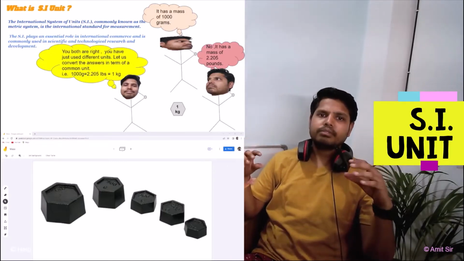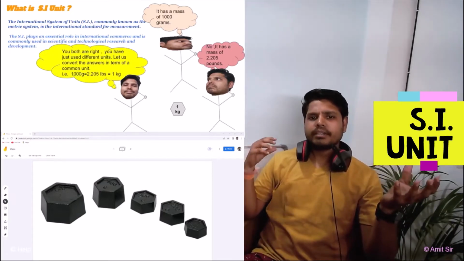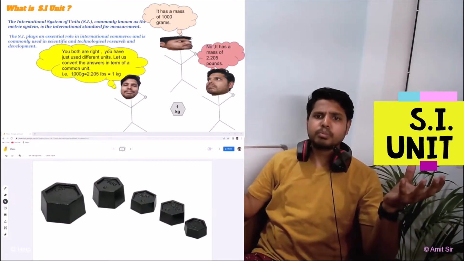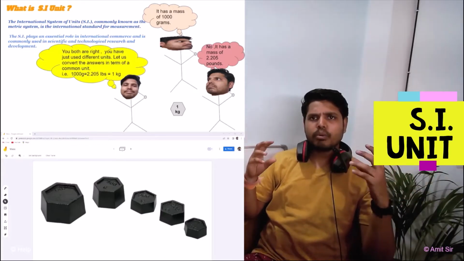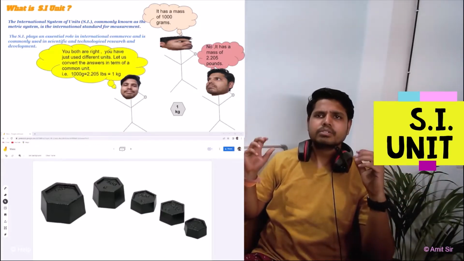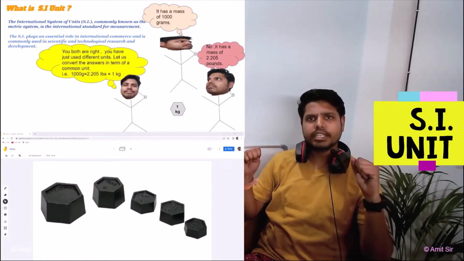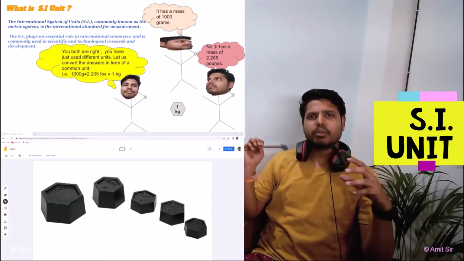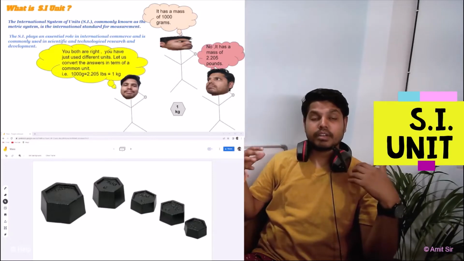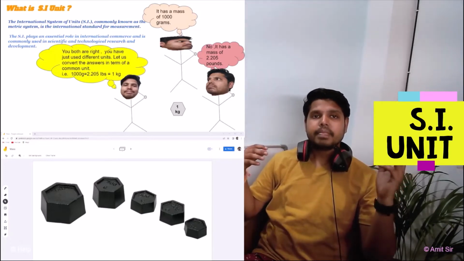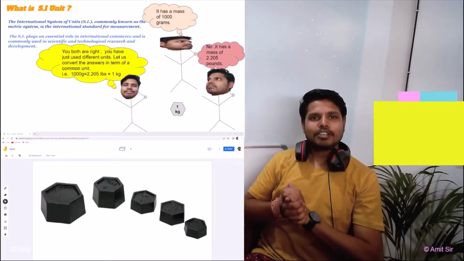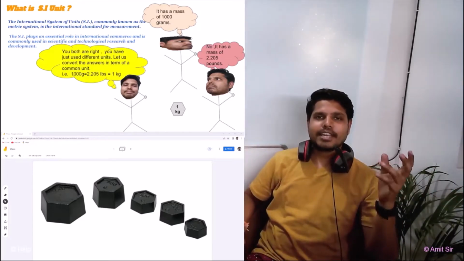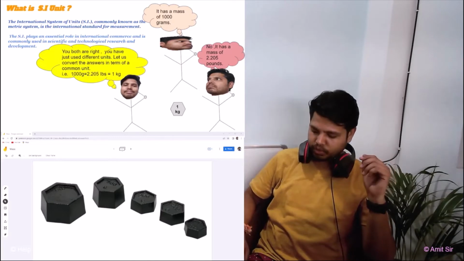So if we convert 1000 grams and 2.205 pounds, they both come out to 1 kg. Okay, so they are both equivalent to 1 kg. So this problem got eradicated, and this is why the SI unit is being used. So let us understand the definition of kilogram.